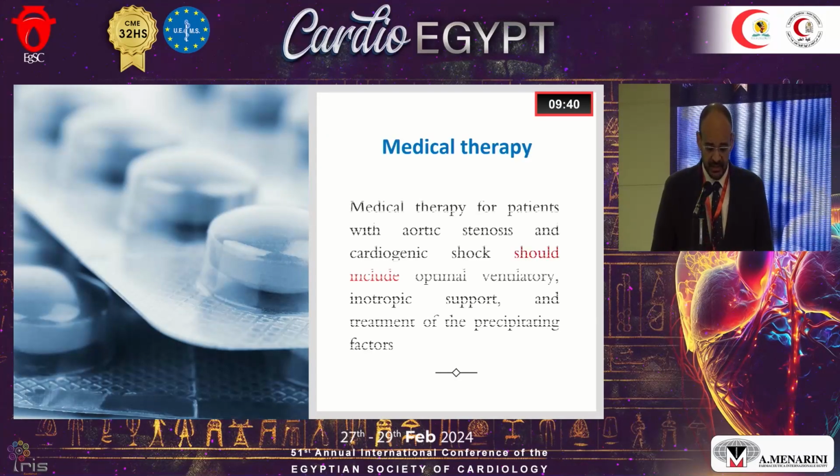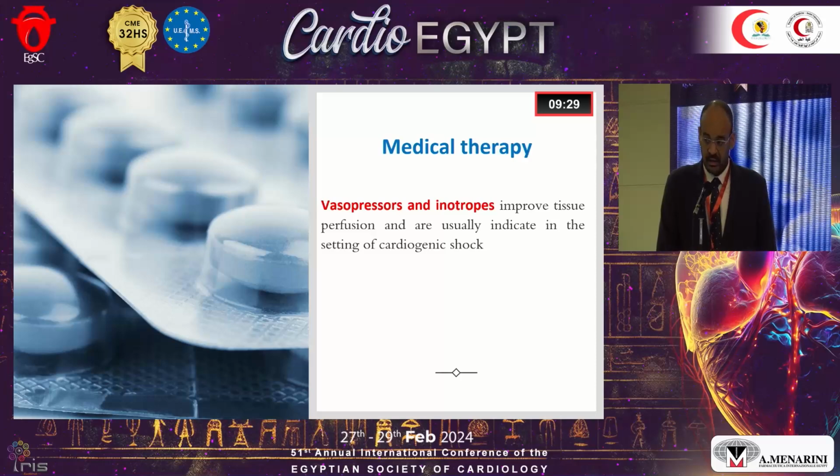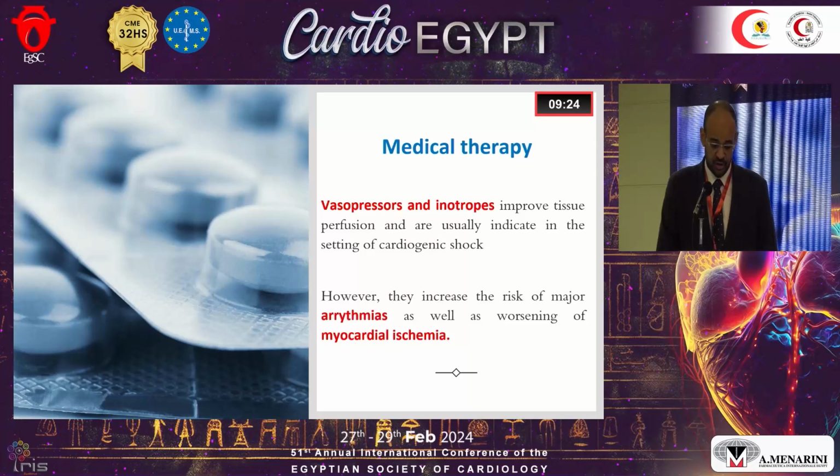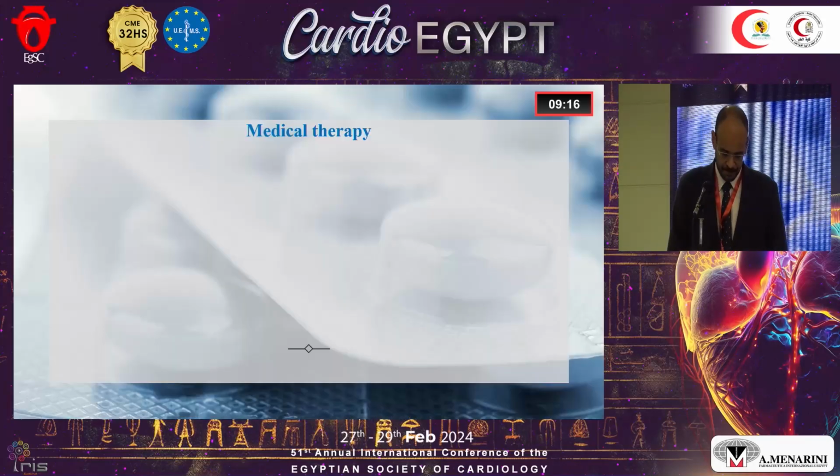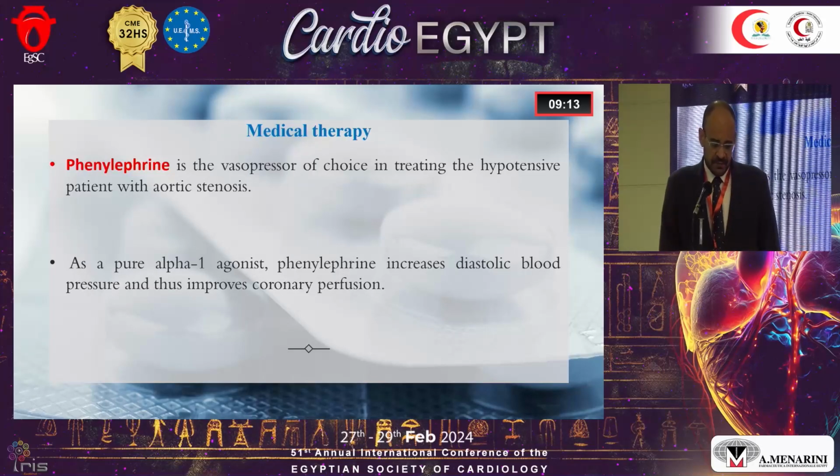So we start with medical therapy. Medical therapy for those patients with aortic stenosis and cardiogenic shock should include optimal ventilatory and inotropic support and treatment of the precipitating factors. Vasopressors and inotropes improve tissue perfusion and are usually indicated in case of cardiogenic shock. However, they increase the risk of major arrhythmias as well as worsening of myocardial ischemia, as previously mentioned. But phenylephrine is the vasopressor of choice in treating patients with hypotension with aortic stenosis. As a pure alpha-1 agonist, phenylephrine increases diastolic blood pressure and thus improves coronary perfusion.